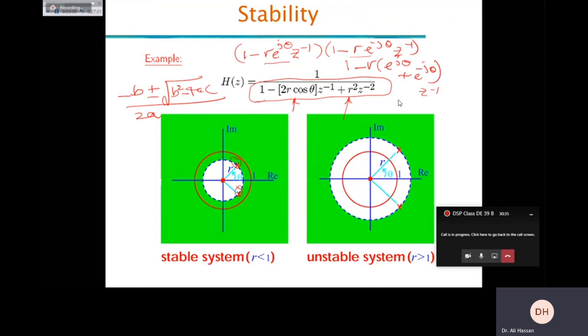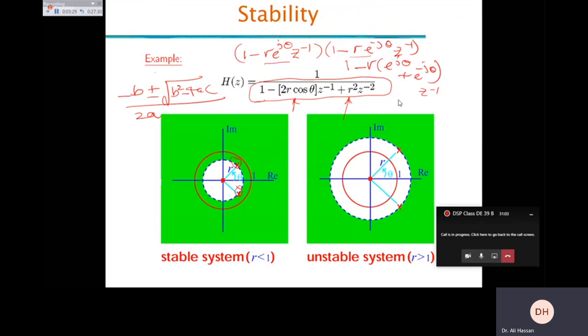So it is important to understand, number one, that for stability all the poles have to be inside the unit circle. So for a stable system, both the poles will be inside the unit circle, which means your r will be less than 1. And for an unstable system, your r will be greater than 1.